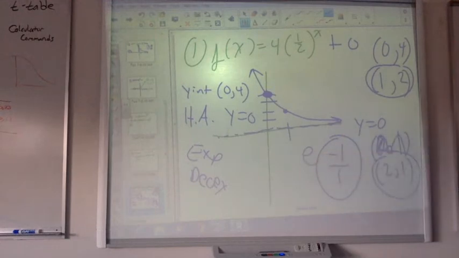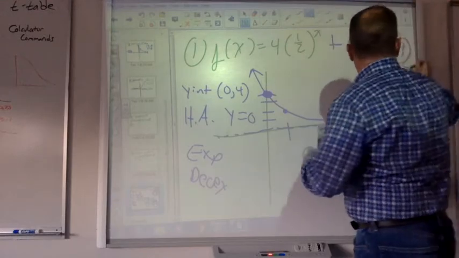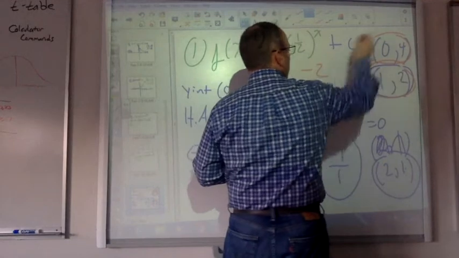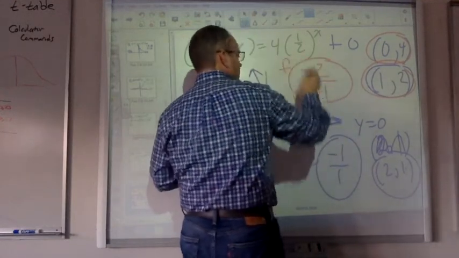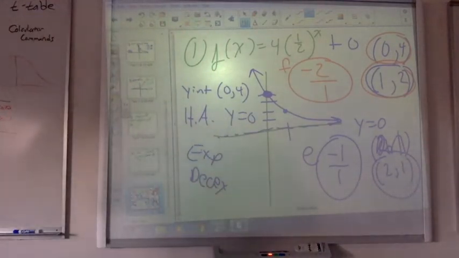If I want to find the average rate from 0 to 1, I'm going to use these two. So I'm going to find the slope. 2 minus 4 is negative 2. 1 minus 0 is 1. So that's the average rate of change for F. Okay? So the rate of change changes. The rate of change means you're finding the slope between 2 points.